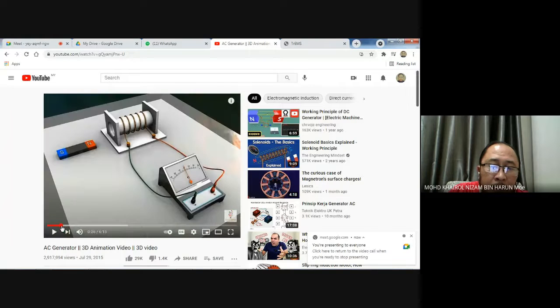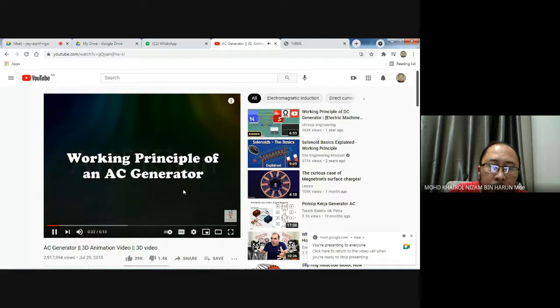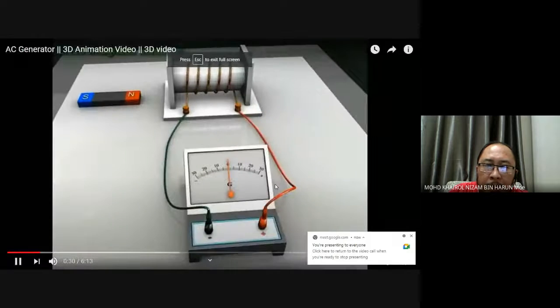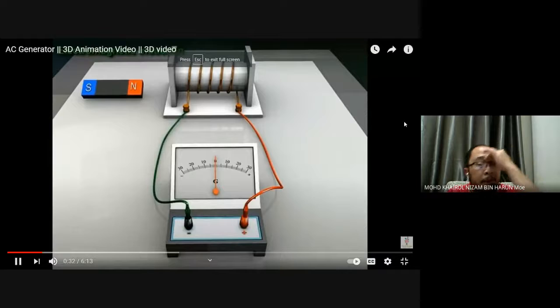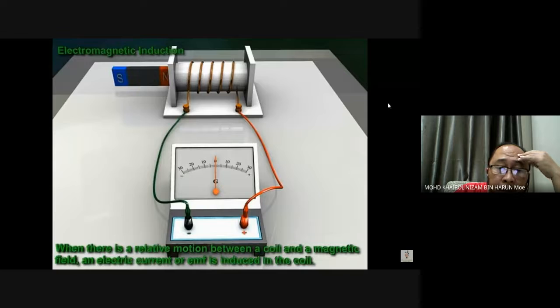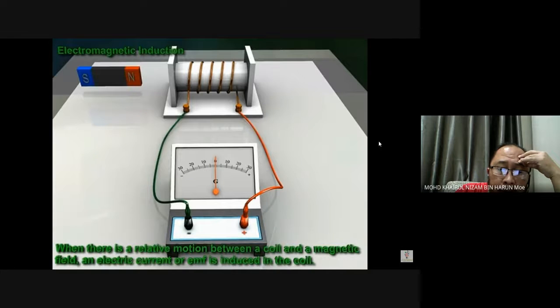Okay, so we look into a revision about this one. EMF or alternating current. Working principle of an AC generator. An AC generator works on the principle of electromagnetic induction. In the concept of electromagnetic induction, when there is a relative motion between a coil and a magnetic field, an electric current or EMF is induced in the coil.